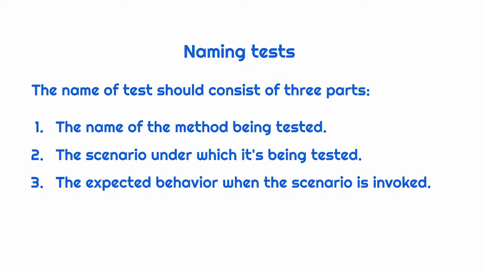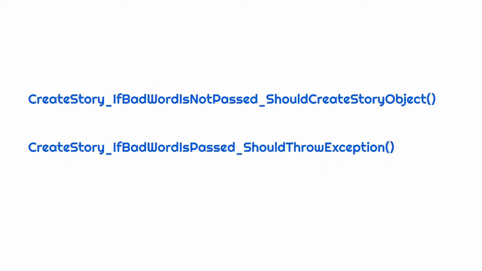Before writing our first unit test, let us have a look at a good practice for naming our unit tests. The name of a test should consist of three parts: the name of the method being tested, the scenario under which it's being tested, and the expected behavior when the scenario is invoked. For example, if we want to test our story object creation and we want to validate it for bad words, then our test should look like this.